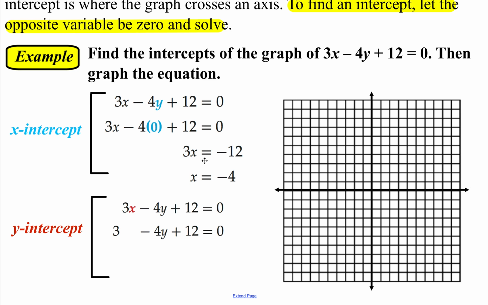So this is the x-intercept. This is where it crosses the x-axis. Over here to the left at negative 4, we could make a dot. 1, 2, 3, 4. We could make a dot right there.